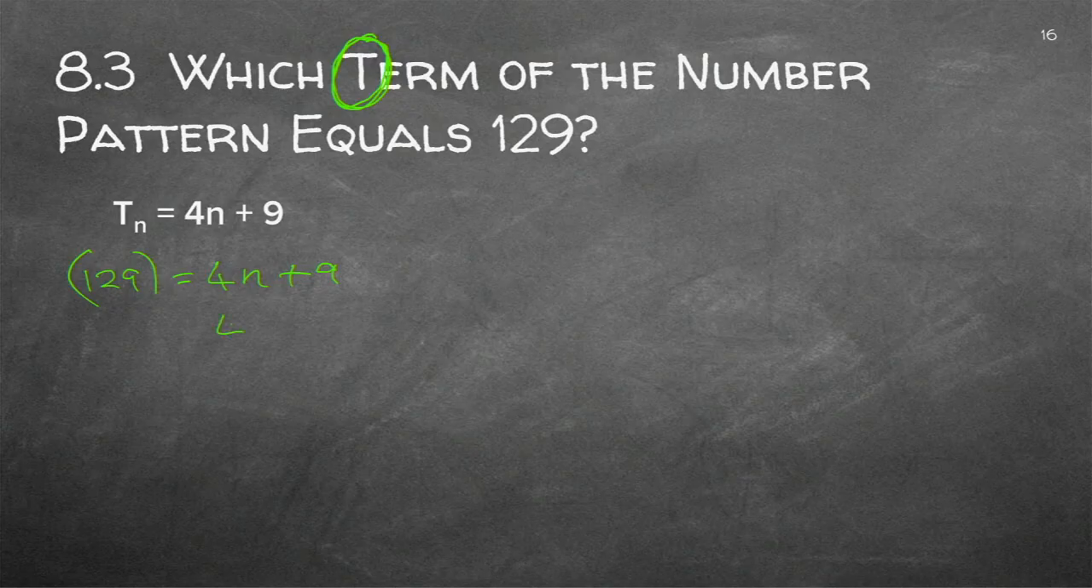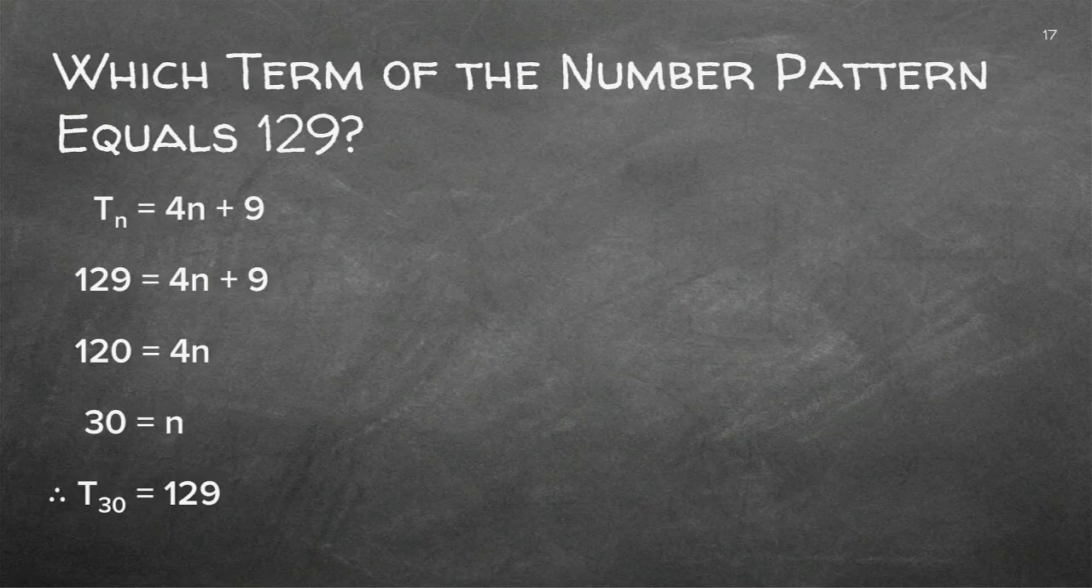And now I just get my 4n all alone. Minus 9 is 120. I divide by 4, and that goes in there 30. In other words, the 30th term will be equal to 129. And that is what you worked out just now. Good. So it's really very, very easy. There's nothing difficult to it. You write down a formula. There you will be able to check the answer and you will be on your way to do well.